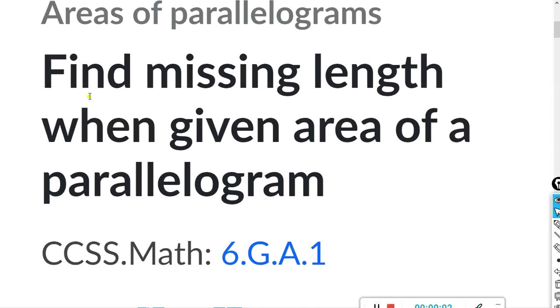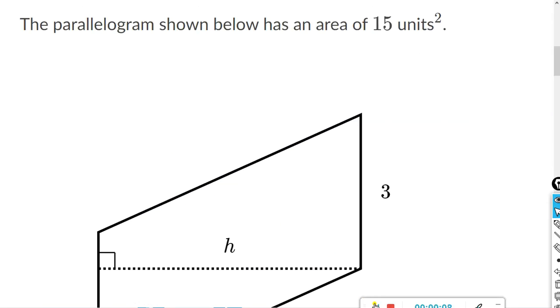This will be for the assignment, find missing length when given area of a parallelogram. So on this one, we're working backwards, okay? It says the parallelogram shown below has an area of 15 units. Recall that the formula for the area of a parallelogram equals the base times the height. So in place of the area, I'm going to plug in 15 for A.